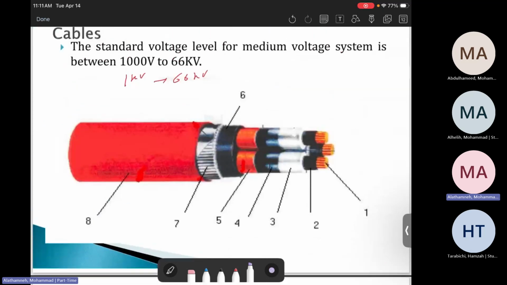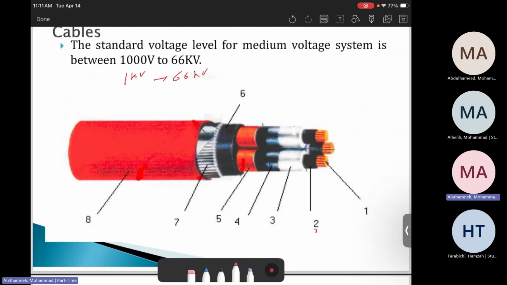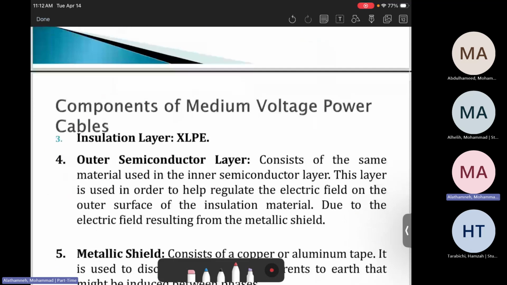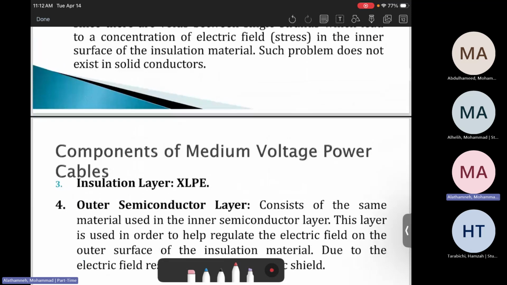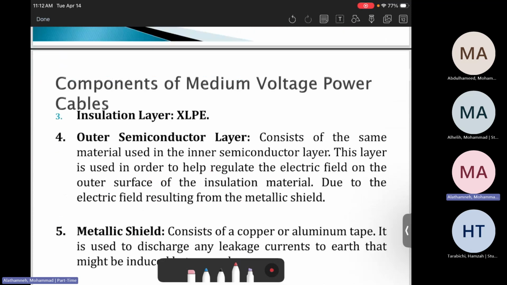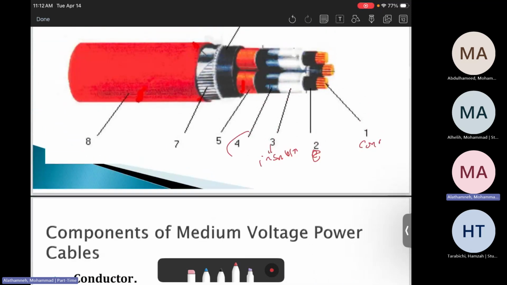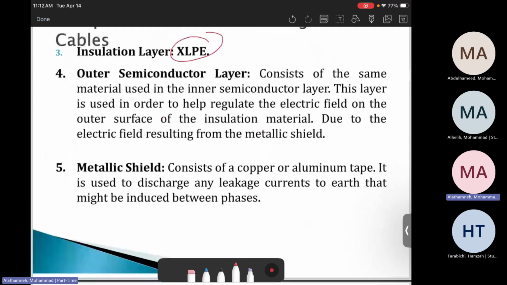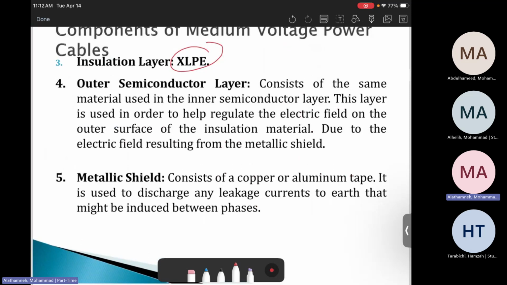Then we have the insulation layer. Here for the electric field, here's the conductor, here's the insulation. We call it the inner insulation layer, and it is made from a material called XLPE. Number 4 is another layer, the outer layer. It consists of the same material as the inner, and it is also used to regulate the electric field.